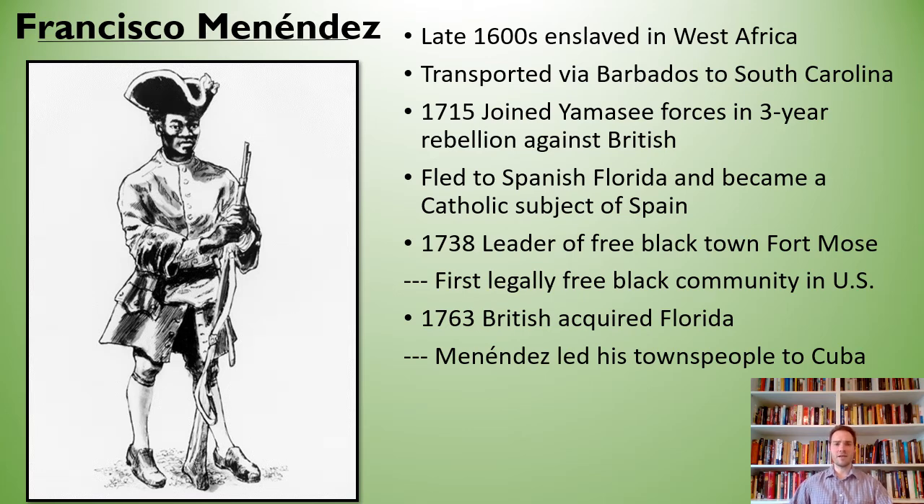But over the next dozen years or so, he gains a lot of credibility in his community. He comes to be seen as a leader. He had fought against slavery. He had fought against the British. And he becomes the leader of a town called Fort Mose. This was the first free black community in what today is the United States. It was there in Florida, and it lasts for a while.